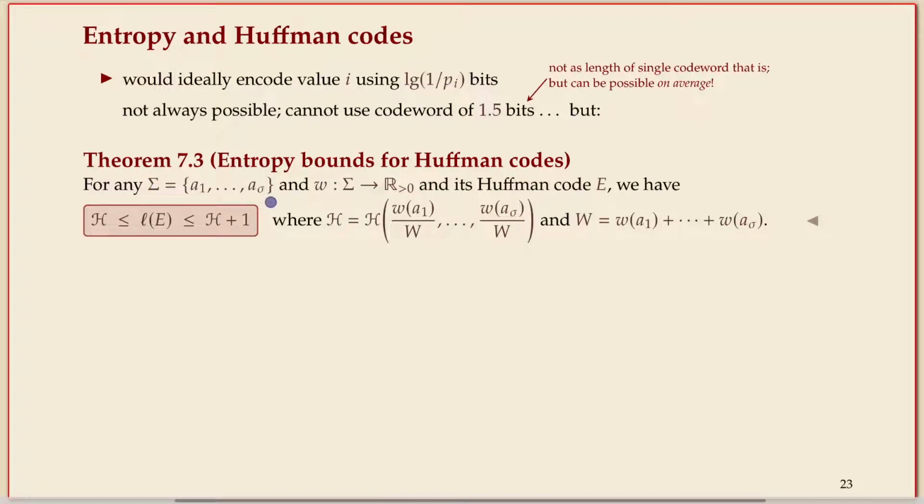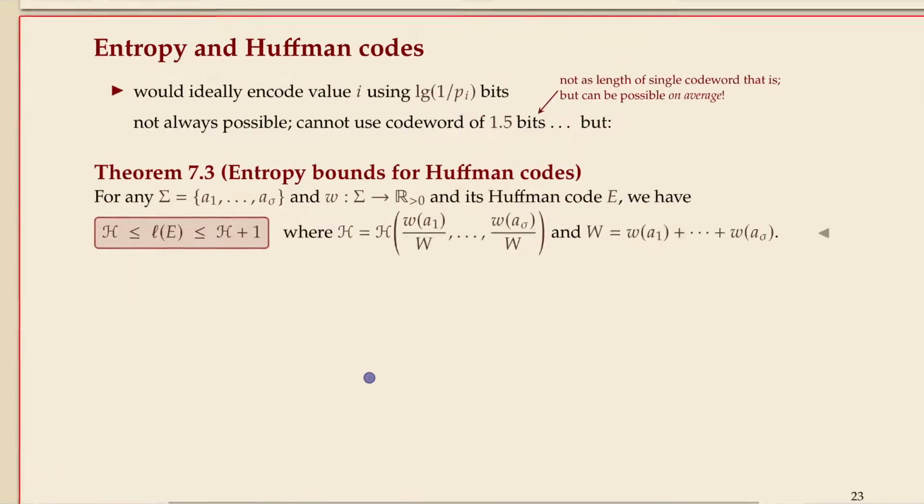We have some alphabet sigma again. So we have characters 1 up to sigma, or A1 up to A sigma. And they have some weights. Again, think of the weights as relative frequencies or probabilities. And we have a Huffman code. So that's the code from last time. I showed you how to compute that one. And remember, L of the code, that was this expected code word length.